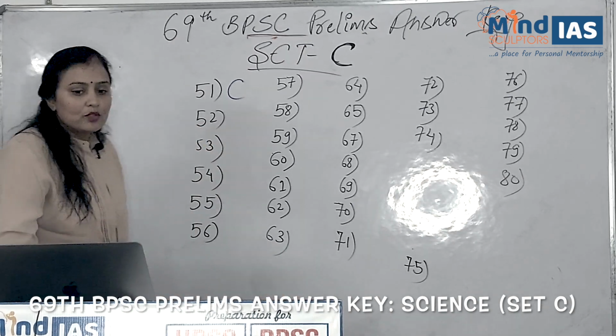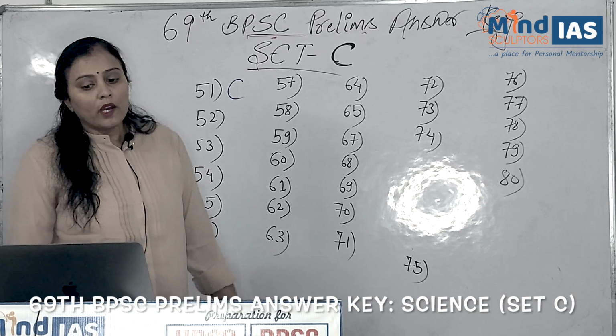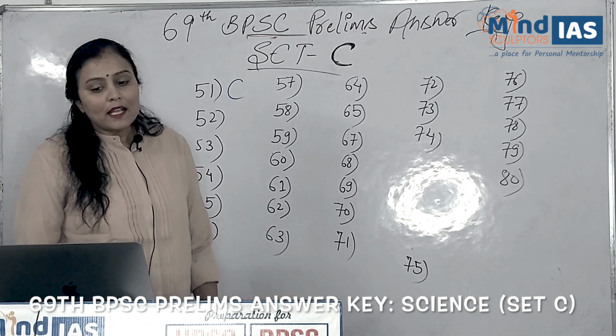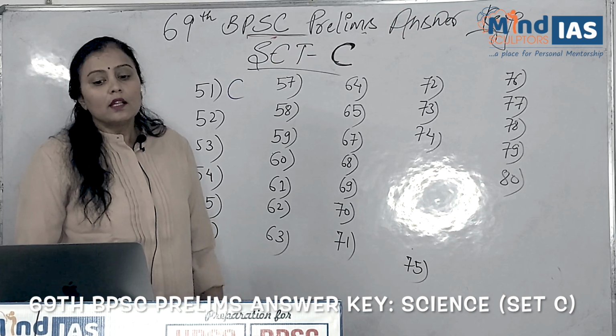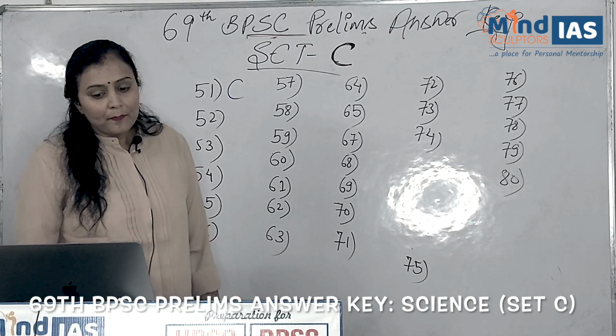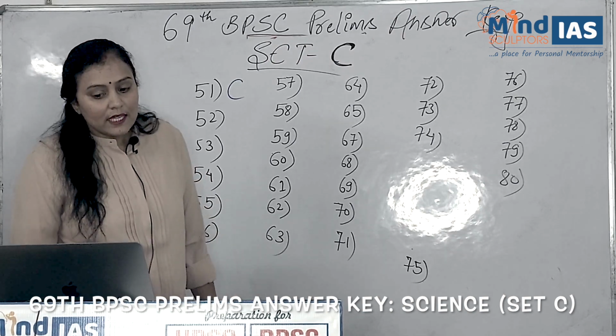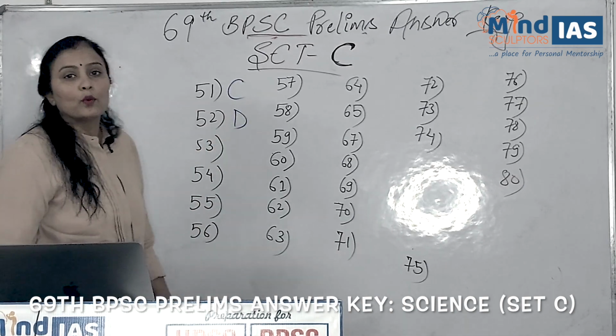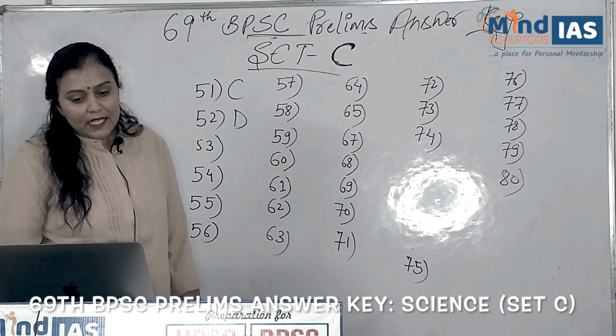Move to the next question. The image formed by a concave mirror is real, inverted and of the same size as that of the object. The position of the object should be, the right answer for this question is D, at the center of the curvature.